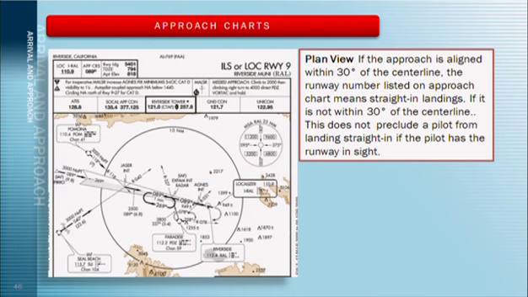This is Riverside Airport in California. You can see radials coming from VORs to help identify points along the ILS feather itself, and here we have a holding pattern at the outer marker. There's a wealth of navigational information in a plan view. While we are looking at the plan view, consider the definition of straight in. If the approach is aligned within 30 degrees of the center line, the runway number listed on the approach chart, then it is a straight in landing. If it is not aligned within 30 degrees of the center line, it is not a straight in approach. However, this does not preclude a pilot from landing straight in if the pilot has the runway in sight.